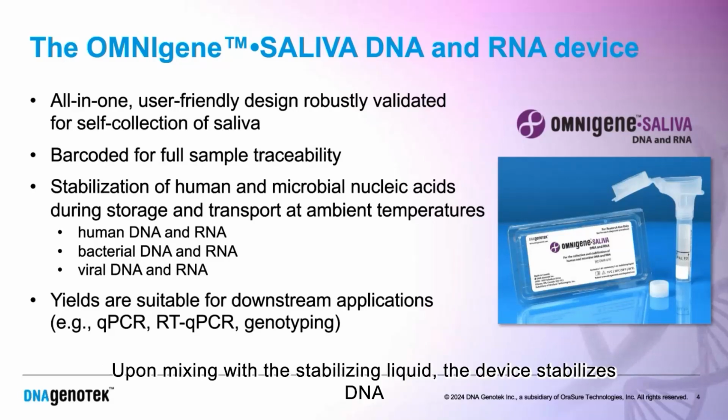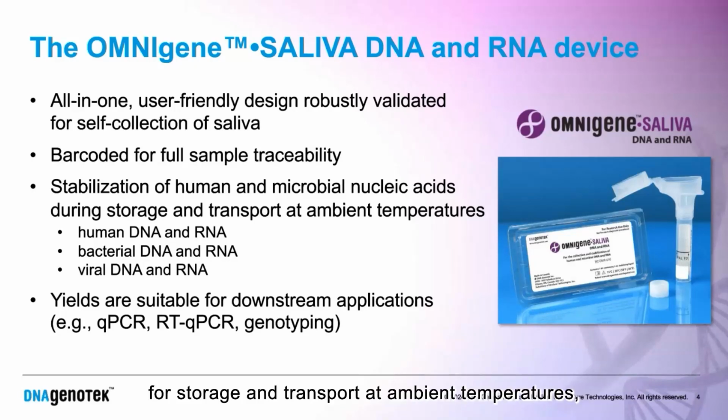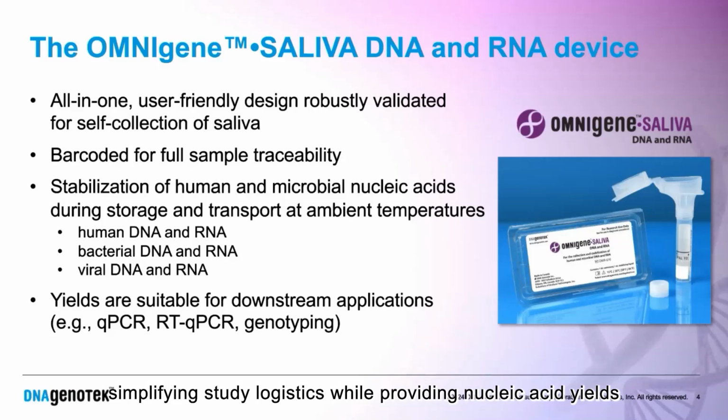Upon mixing with the stabilizing liquid, the device stabilizes DNA and RNA from multiple sources, including human, bacteria, and viruses, for storage and transport at ambient temperatures, negating the need for cold chain transport. This device tube is also barcoded to offer full sample traceability from donor to laboratory, simplifying study logistics while providing nucleic acid yields that are suitable for multiple downstream applications.